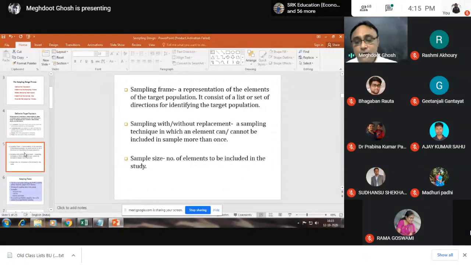Next, we are coming to the sample frame, because these are the relevant things, as I told you, you need to know. It is a representation of the elements of the target population. For example, if we are trying to find out the total population of the city of Bhubaneswar or the total population of the city of Kolkata, then instead of going house by house to know how many people are living over there, we can use a telephone directory, right? Again, you can say that sir, many people don't use a telephone directory.